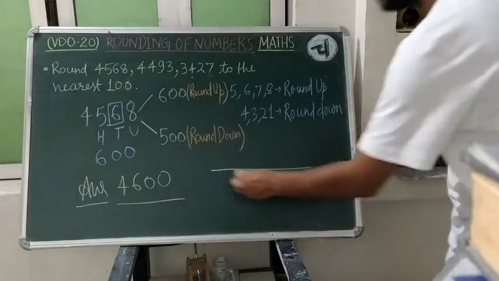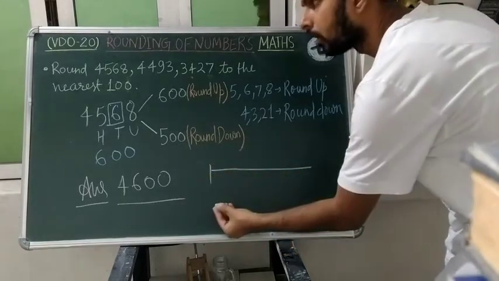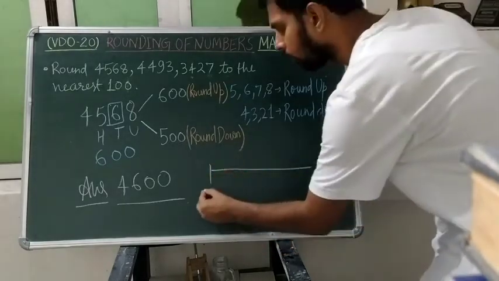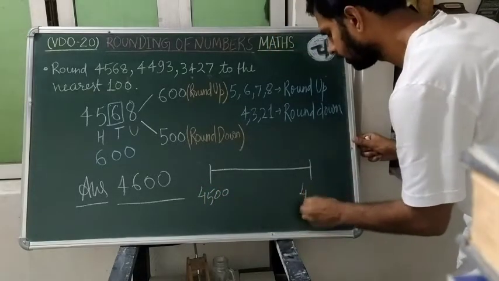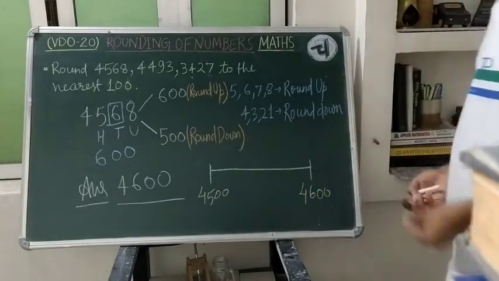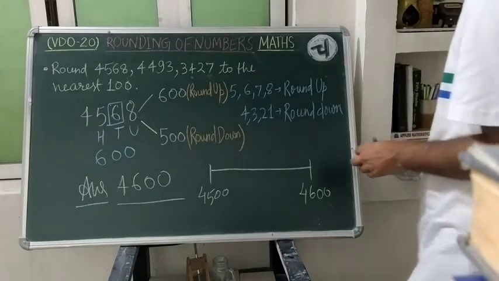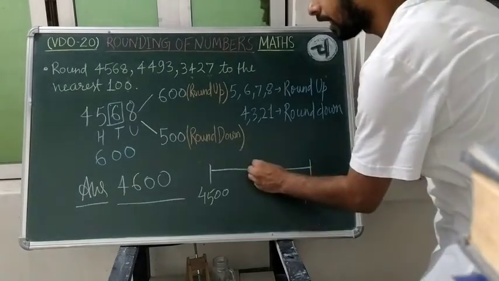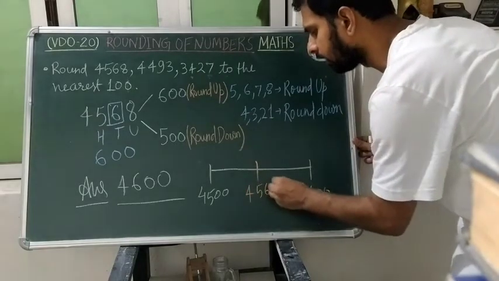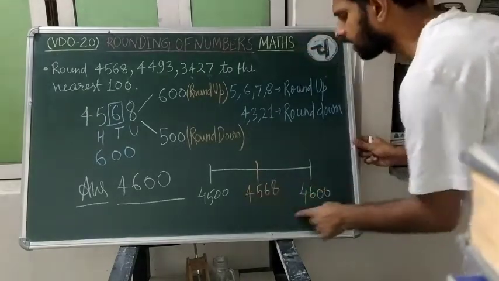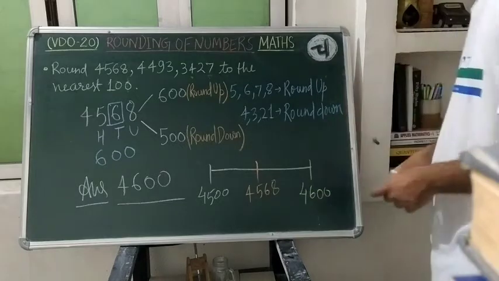Of course you can look that this 4568 will come between 4500 and 4600, isn't it? In between this we will have that 4568. Between 4500 and 4600, 4568 will be present.